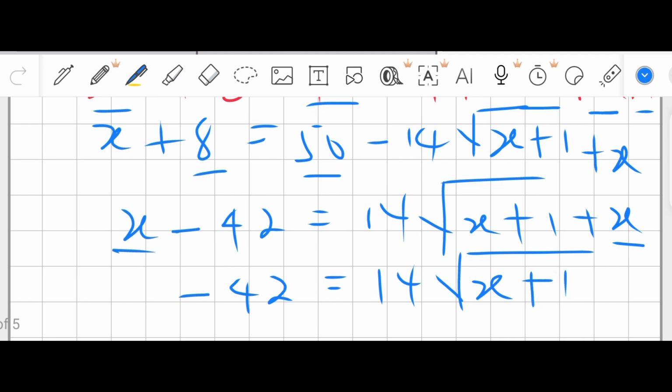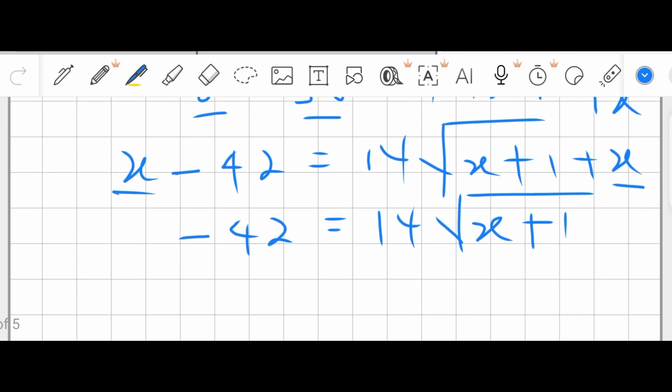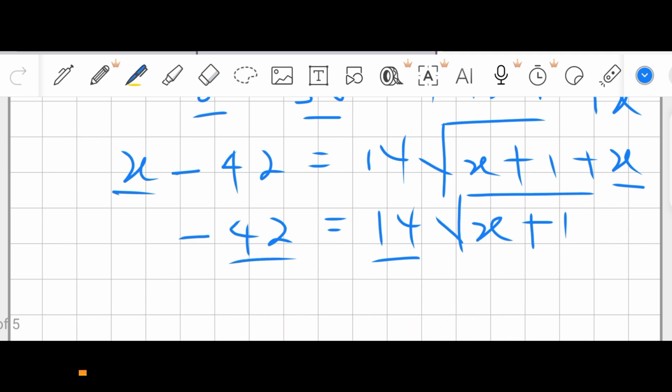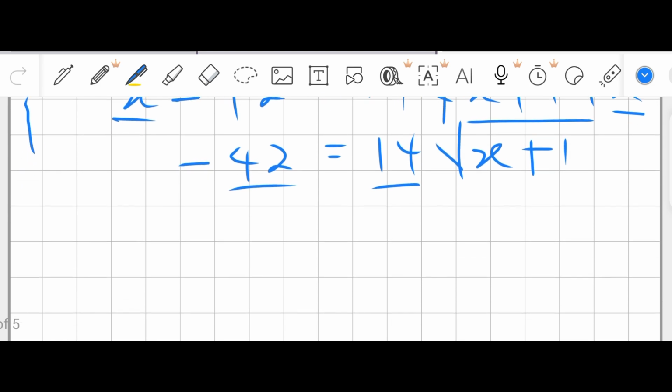When we continue, we realize that 14 here can deal with this one in some terms or some number. So we divide both sides by 14. On our left hand side, we'll be having negative 3. On our right hand side, this 14 will go away. So we have root x plus 1.